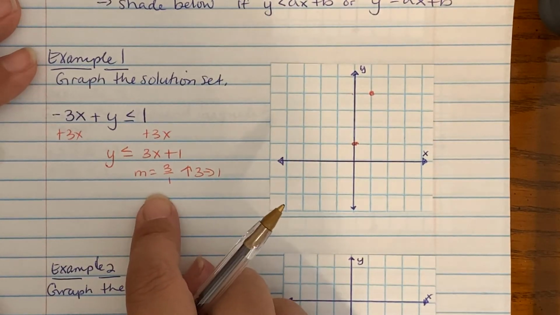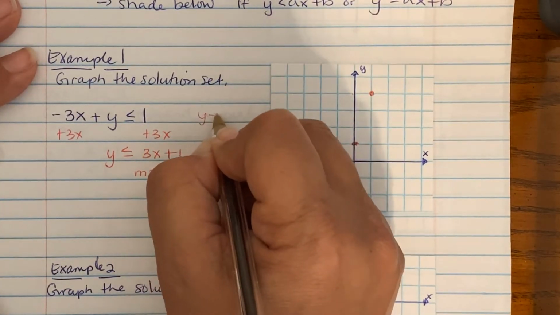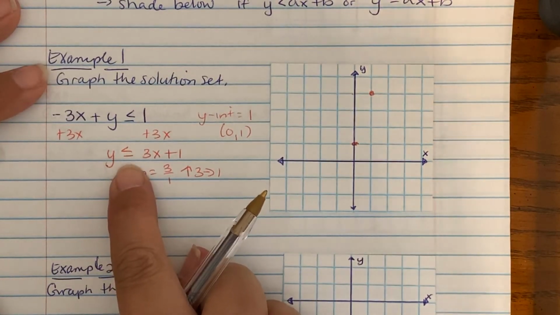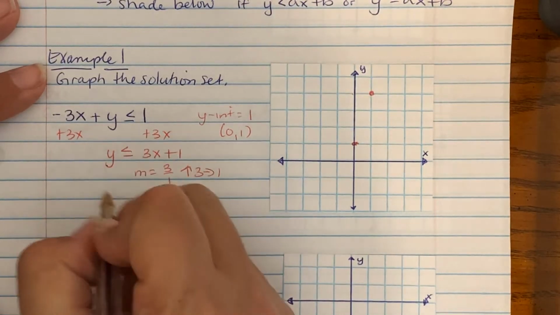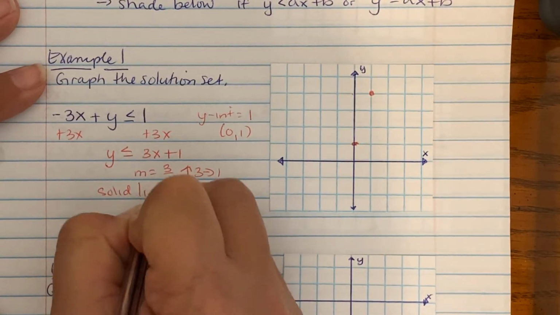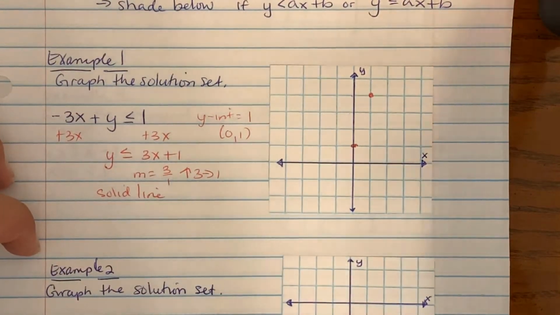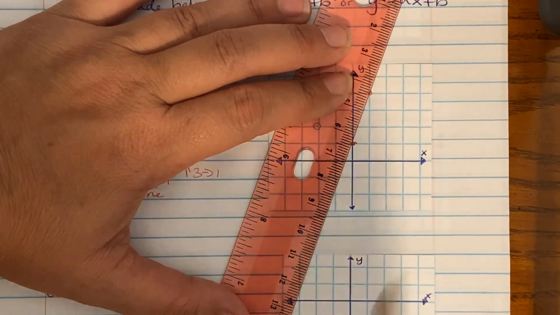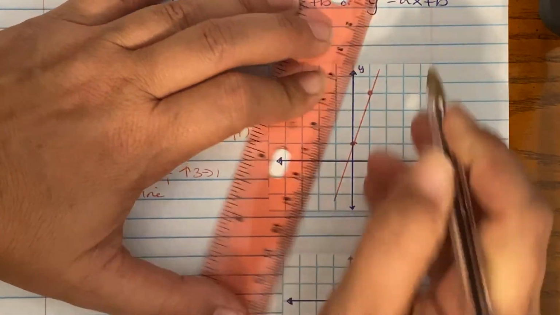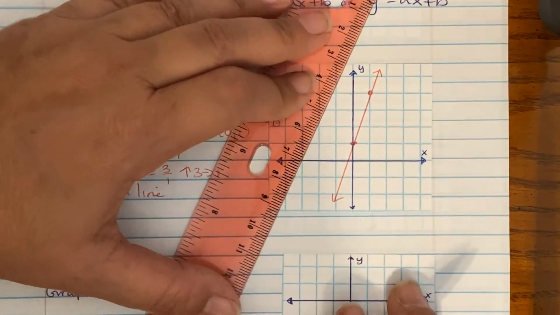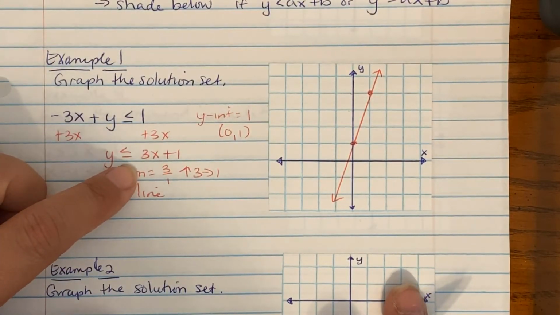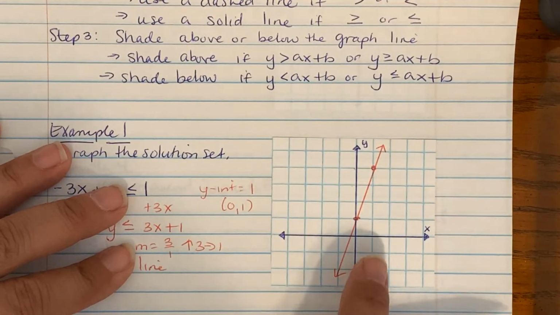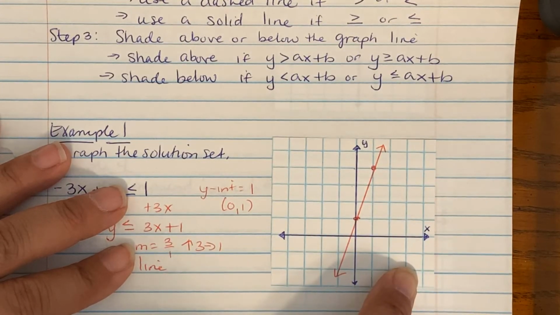So next thing I notice, our y-intercept is 1, so that's where we started, at 0, 1. We said less than or equal to is a solid line. So we're going to have a solid line for our graph. So just take our ruler and we're going to sketch a line connecting our dots, and put arrows on both ends. So on this one we said earlier that if it's y less than or equal to ax plus b, you're going to shade below the line, which means below the line, to the right of it.